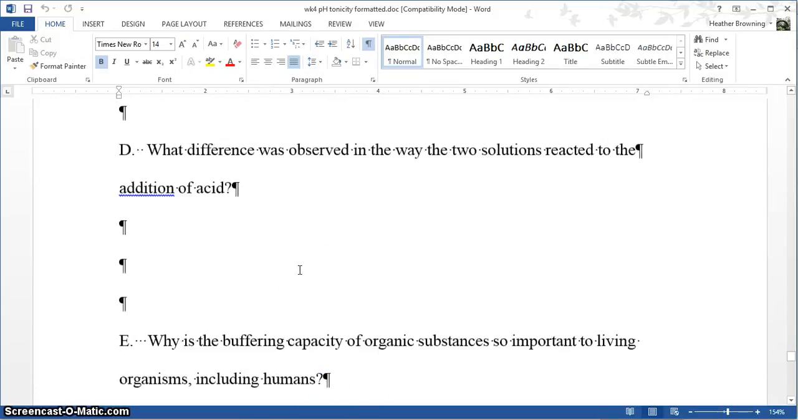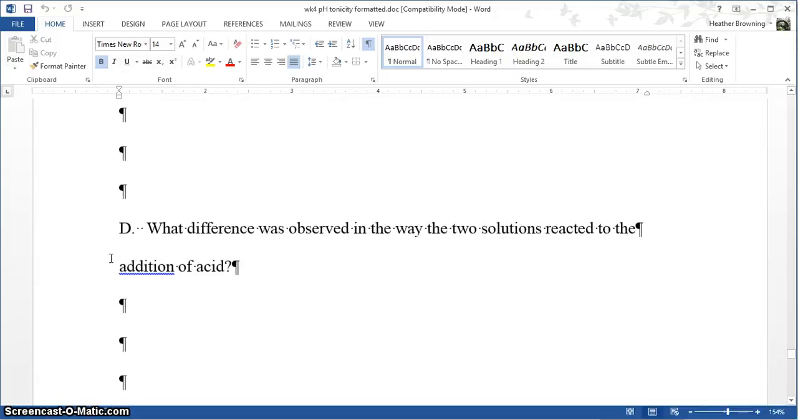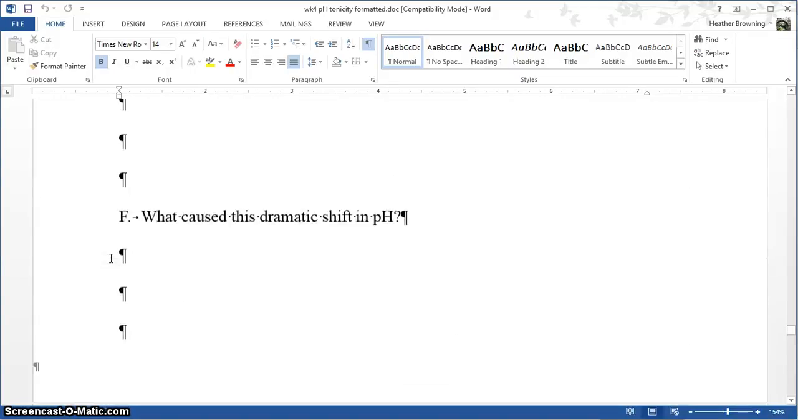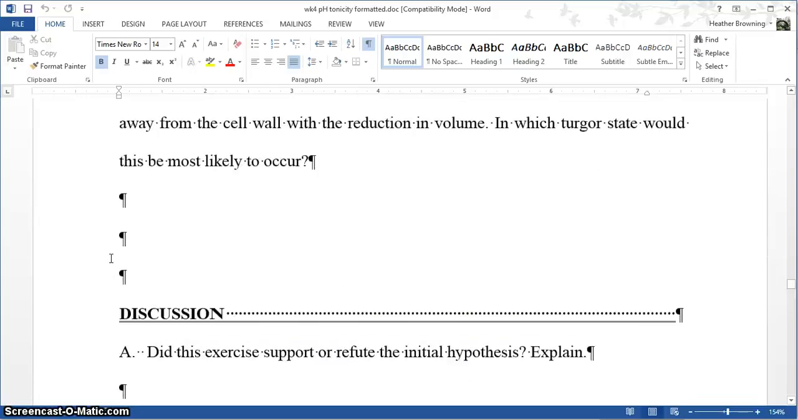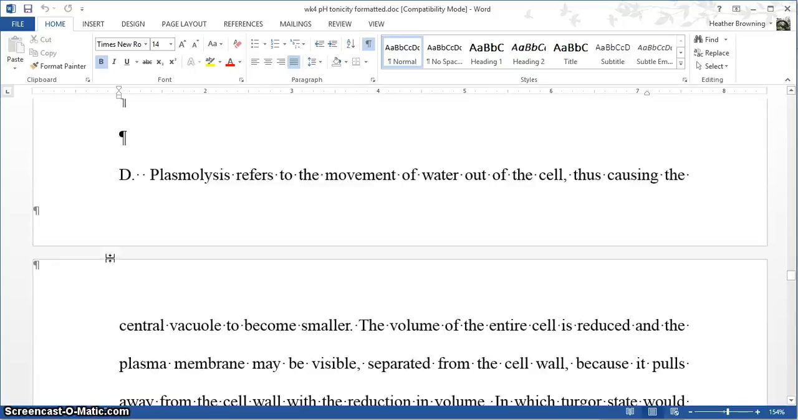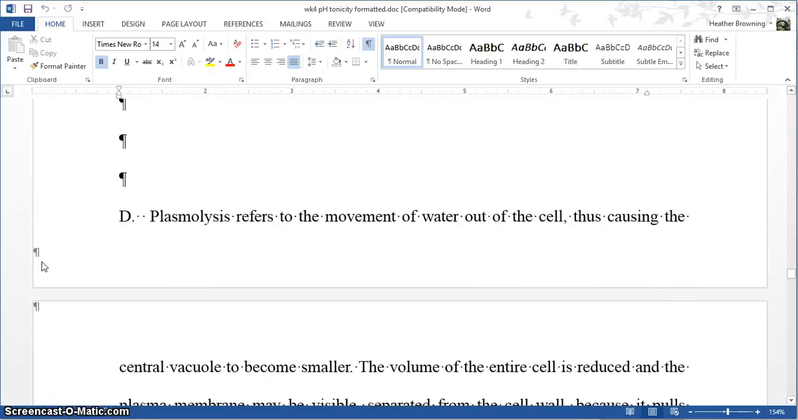If you do feel the need to add a reference, add an in-text and a reference, that's fine. I don't think you really need to for this one unless you want to define something, like with those experiments. If you want an example, of course you could Google it. Just give me a reference if you do. Okay, I hope that helps. I hope you feel confident about pH and tonicity.